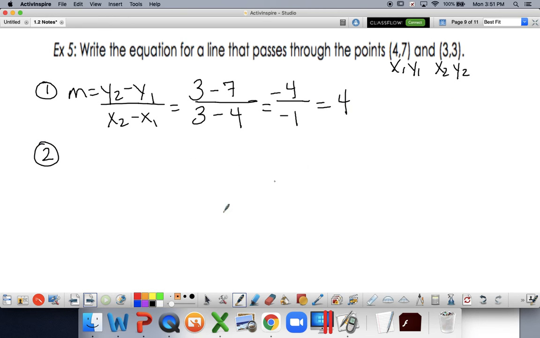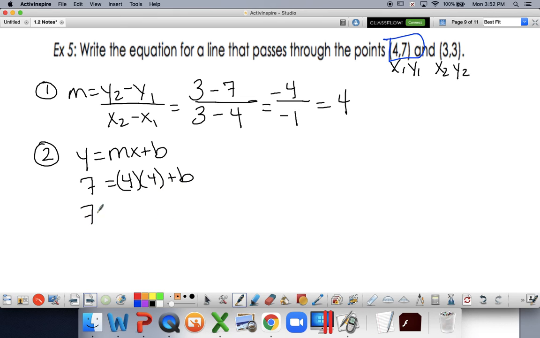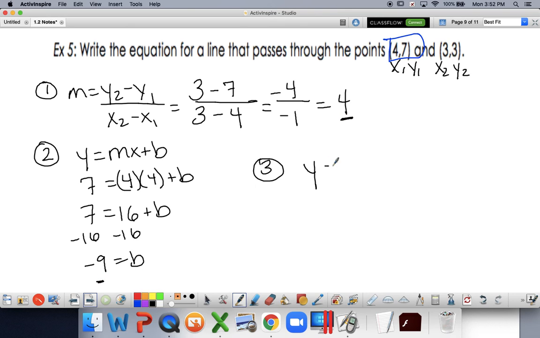I then pick one of these points, and it really doesn't matter which point you pick. You can pick either of these points. Let's go with (4, 7). And I'm going to plug that into y equals mx plus b. So I get 7 is equal to 4 times 4 plus b. Solve it, and I get that my y-intercept is negative 9. I then put everything together, my slope, my y-intercept, and I get y equals 4x minus 9.